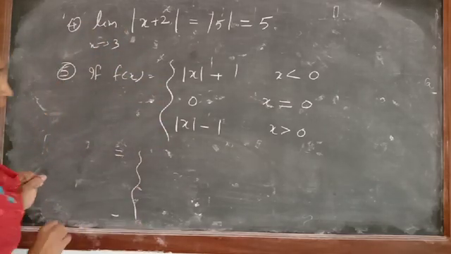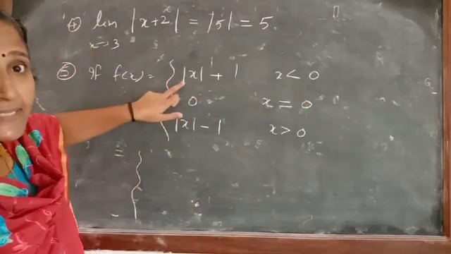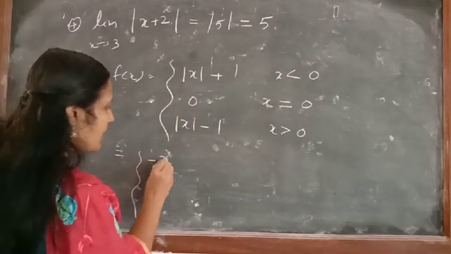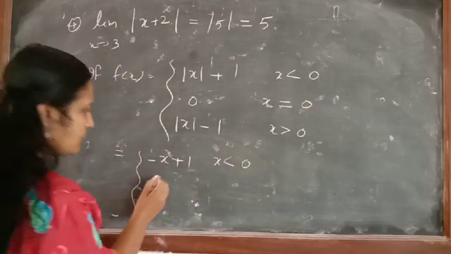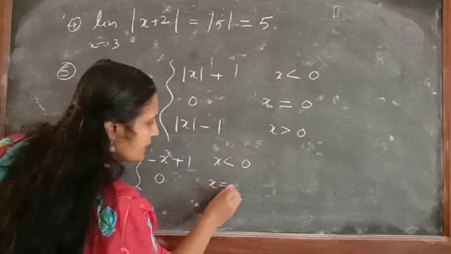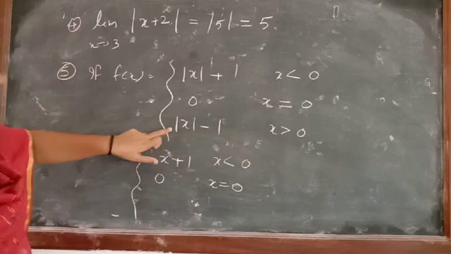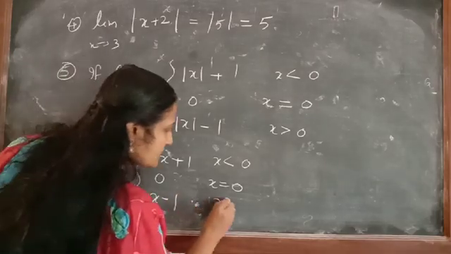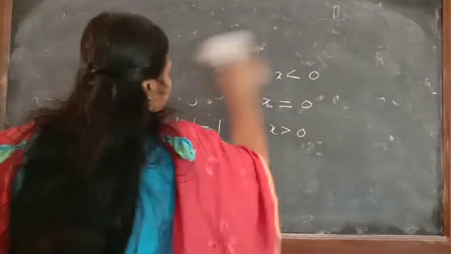Here we know if x is less than 0, then mod x can be written as minus x. So we will write minus x plus 1 if x is less than 0, and it will be equal to 0 if x is equal to 0, and if x is greater than 0, modulus x will be equal to x only. So we will get x minus 1 if x is greater than 0. So the given question we have just rearranged in this way so that it will be easy for us to calculate there.